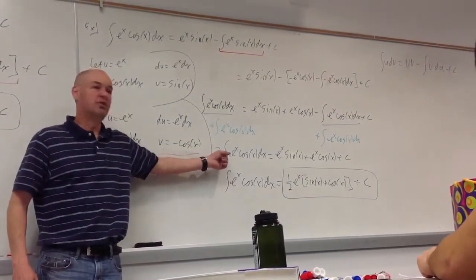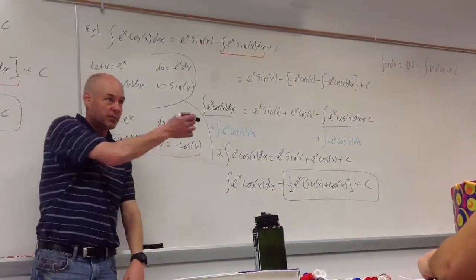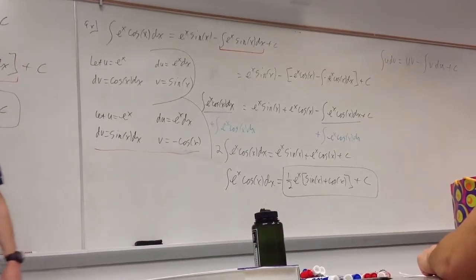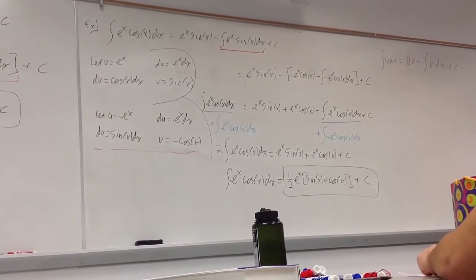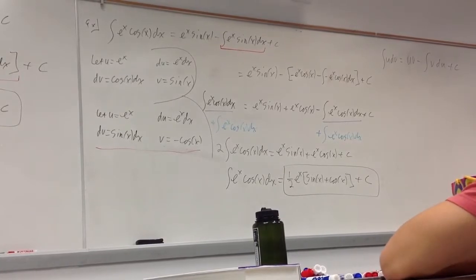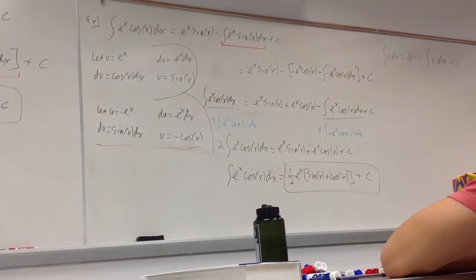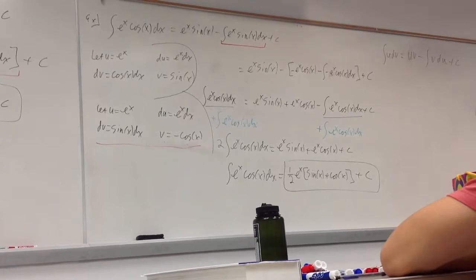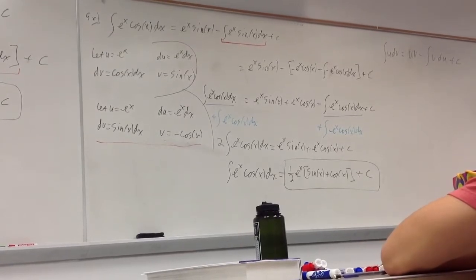So, you guys understood that divided by 2? I don't need to write divided by 2. Then I factor the e to the x out. Now, doesn't the plus c get divided by 2 as well? Yeah. But a constant divided by 2 is still a constant, right?